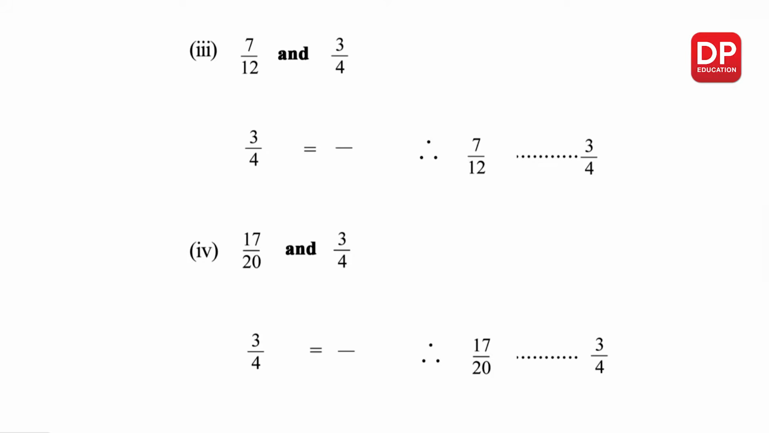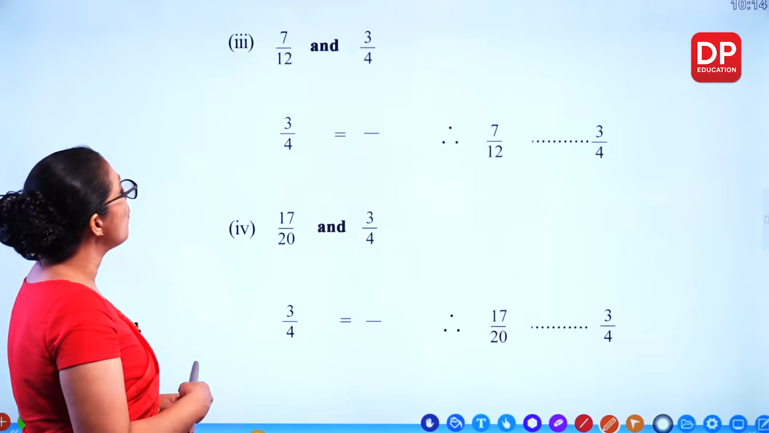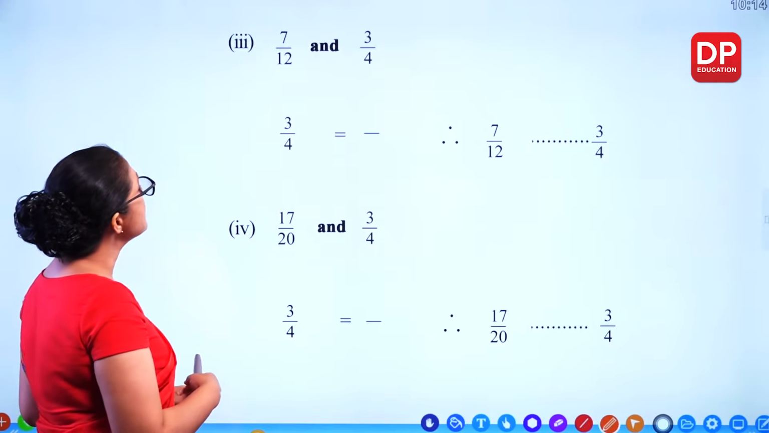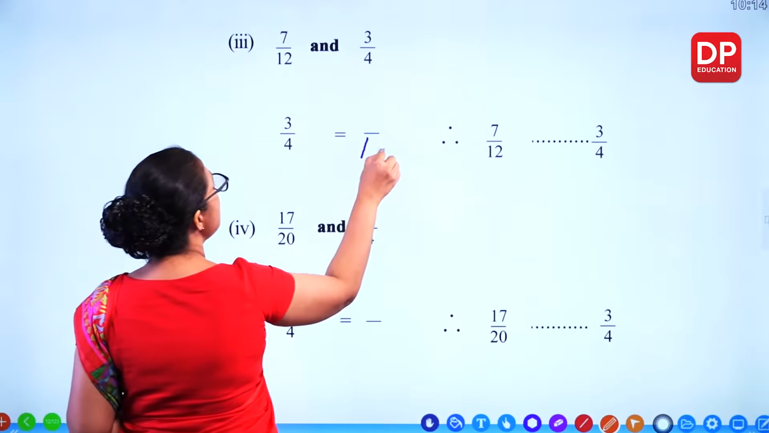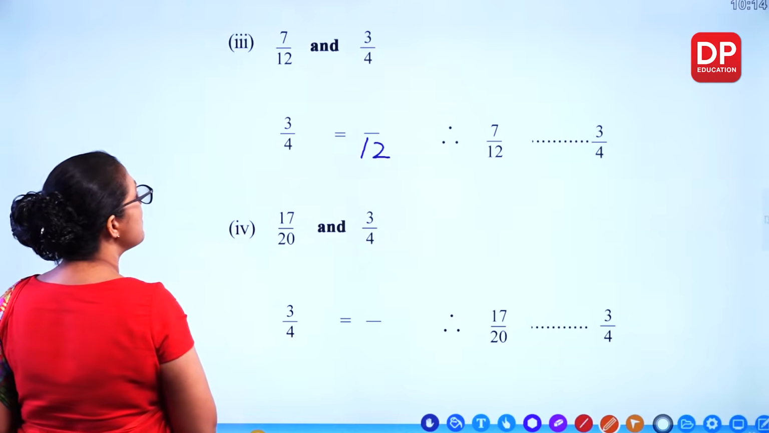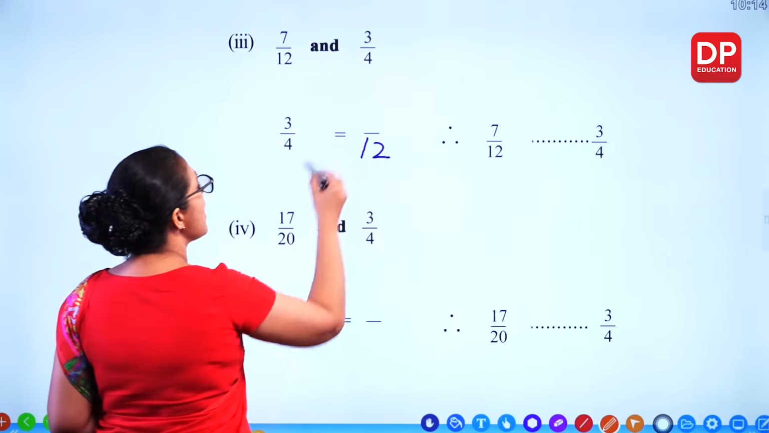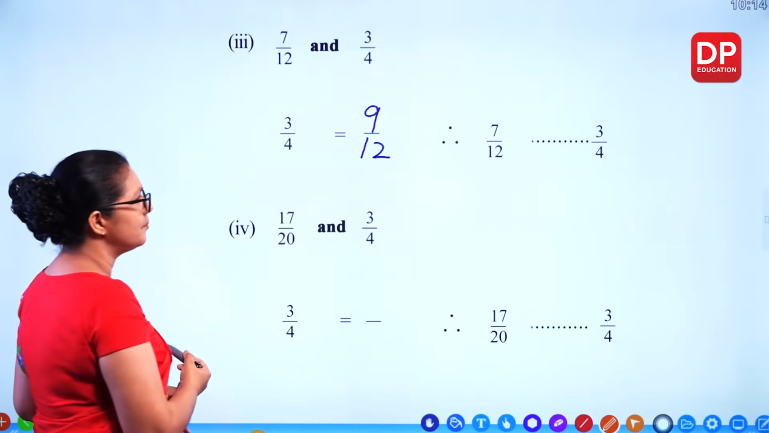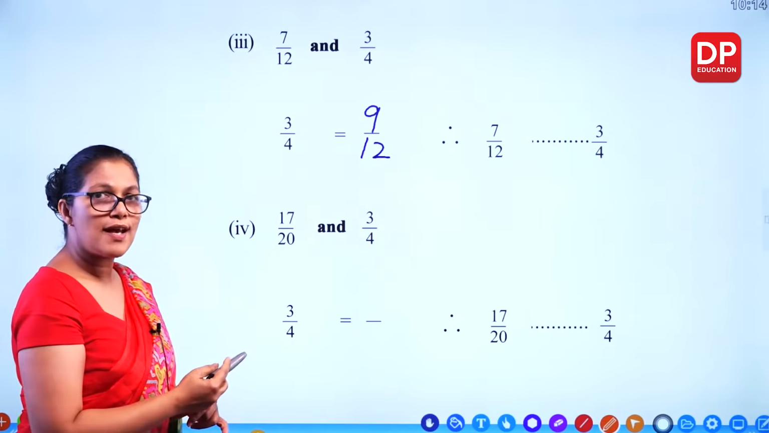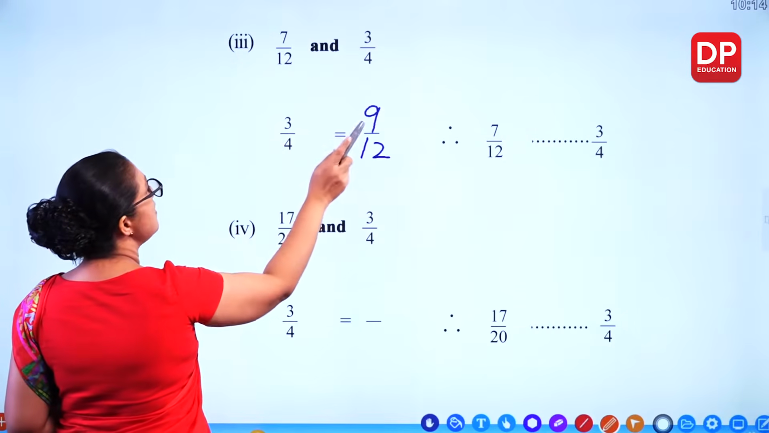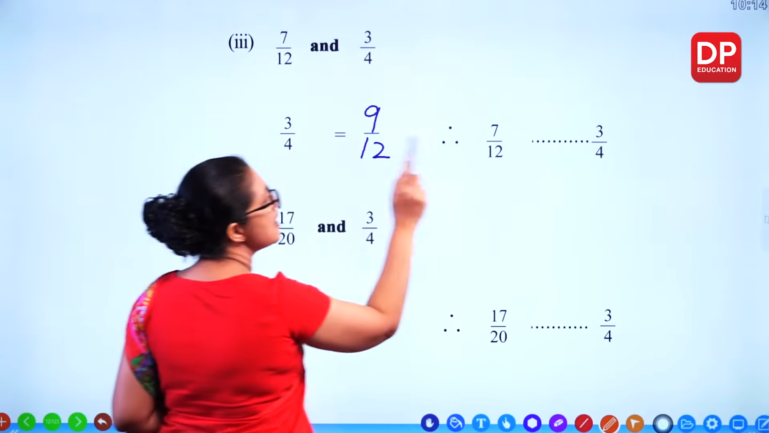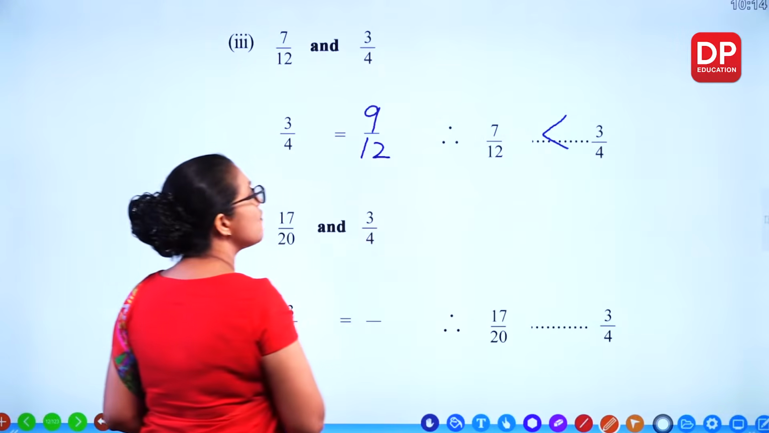Look at these two, 7 over 12 and 3 over 4. So we'll convert to the same denominator. I need this one to be 12. So that means multiply by 3. 3 times 3, 9. Now which one is bigger, 9 or 7? 9 is bigger. That means 3/4 is bigger than 7 over 12.